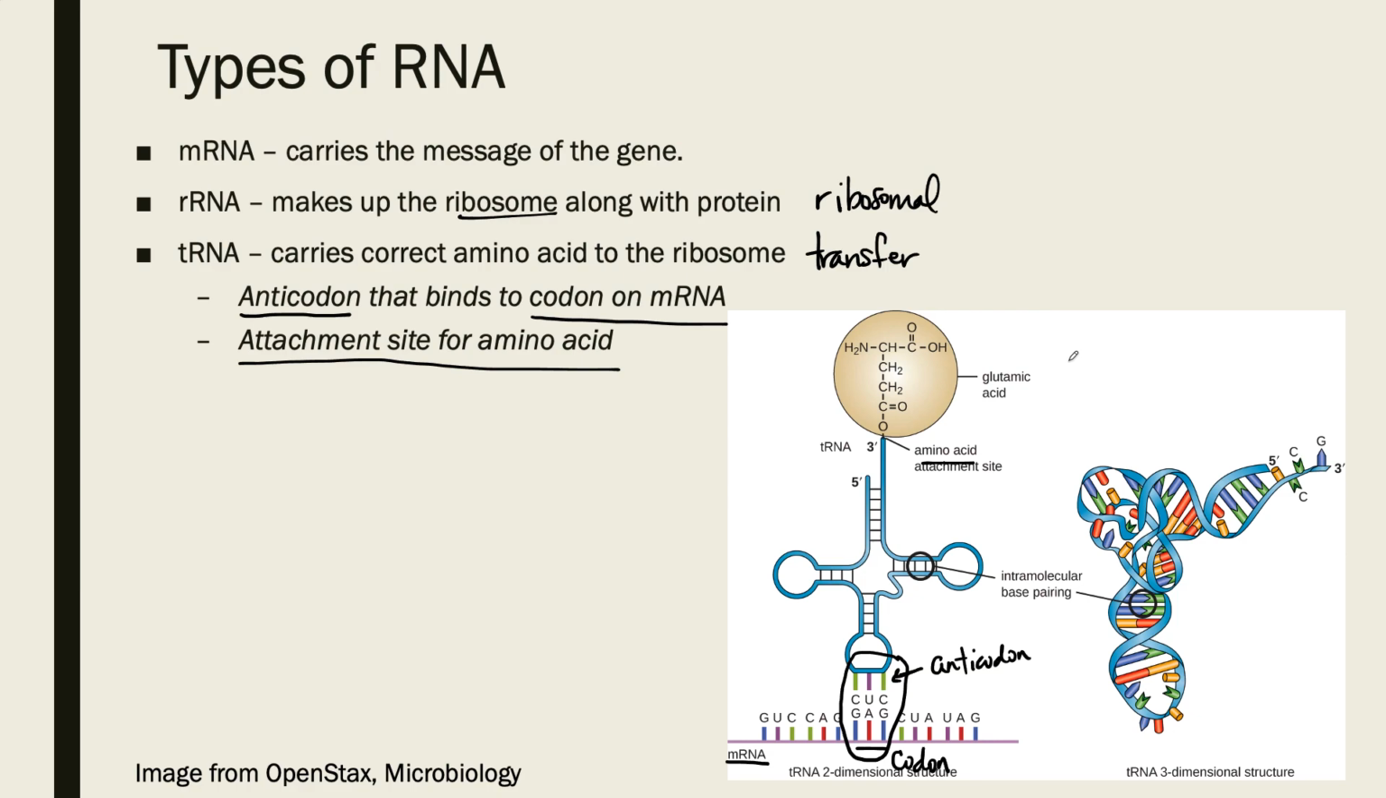Now, there is going to be a tRNA molecule for every possible triplet combination for an mRNA codon, so that when it matches up, it brings in the correct amino acid. And in a future video, we're going to talk more about the genetic code and how that is translated on the ribosome.